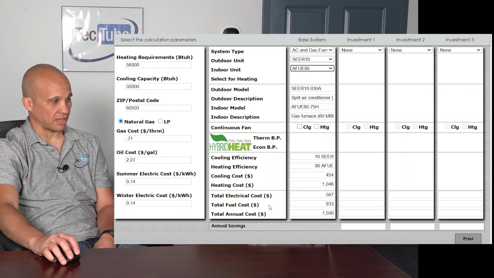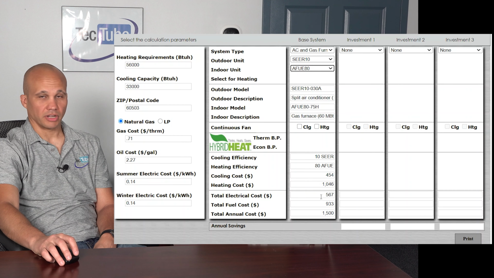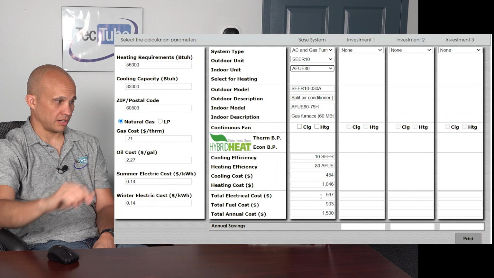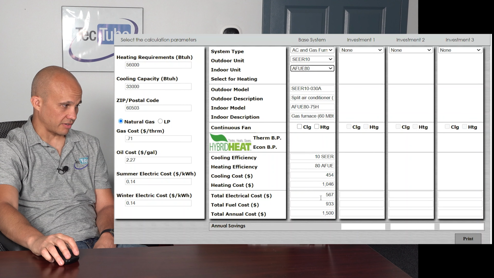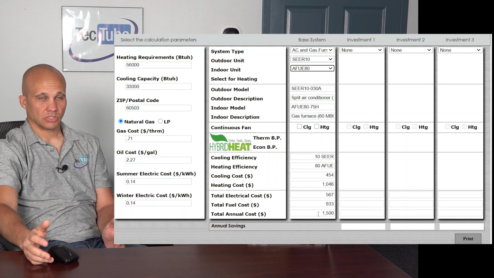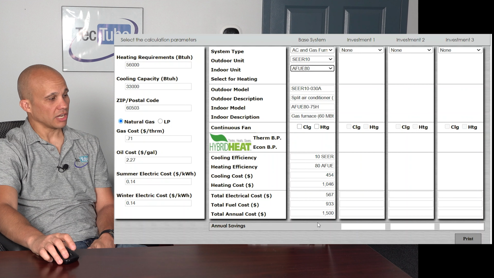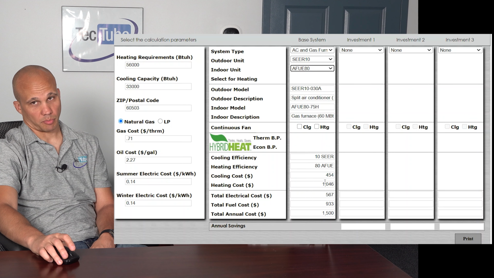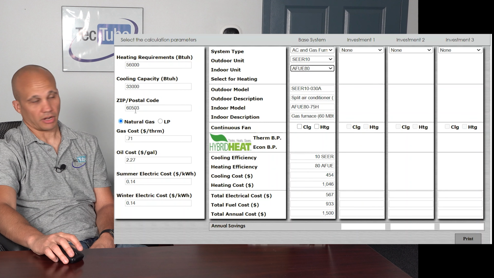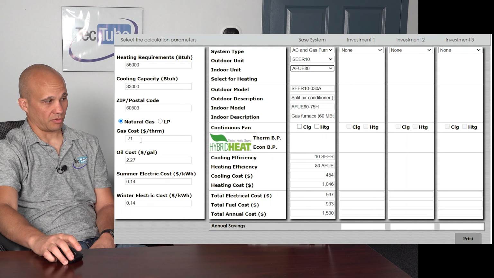Or you can look at it based on the utility costs: the electric, which is the fan blower for heating and cooling, as well as the condensing unit, is $567, and the fuel cost, which is the gas cost, is $933, and then my total cost. That's pretty straightforward. Now, if this doesn't line up with what they're paying on their utility bills, that probably means you've overestimated the load, and you probably actually have a smaller load.